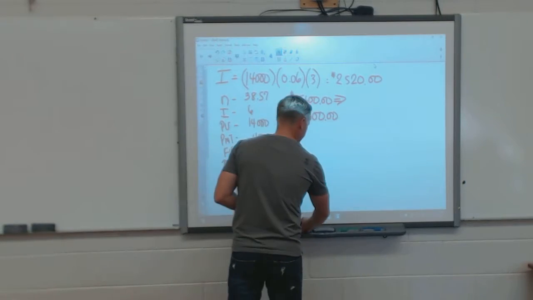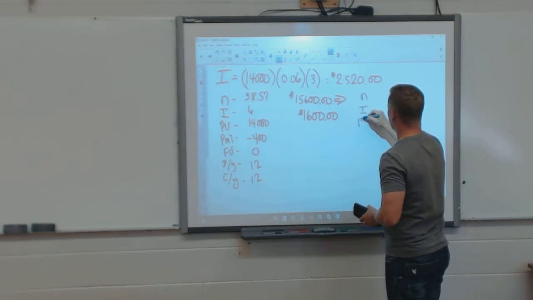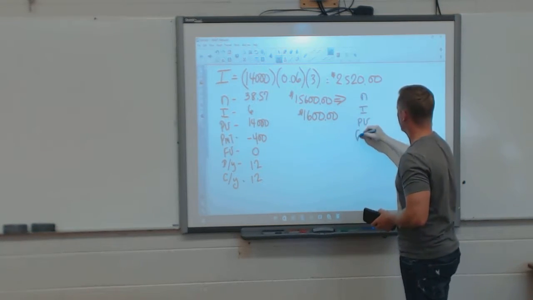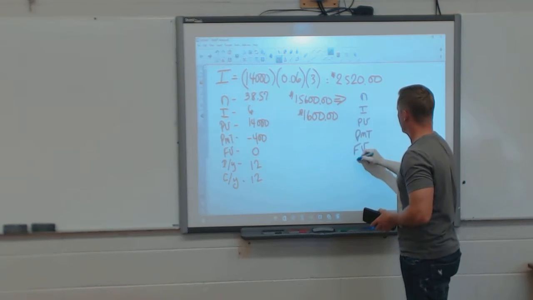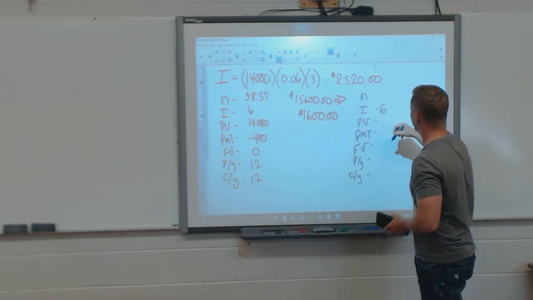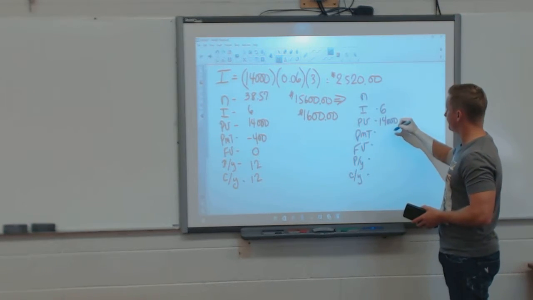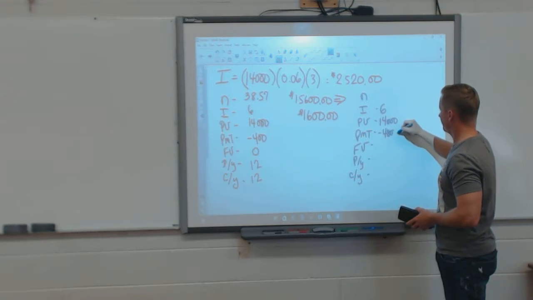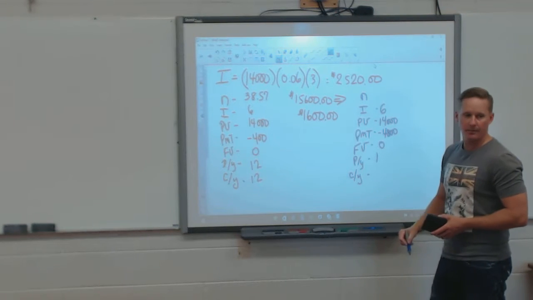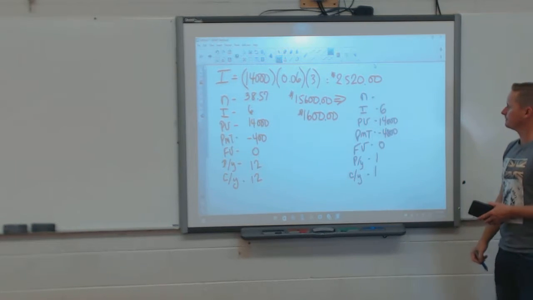So now the second one is, again, we set up our table. Okay, so fill in the blanks for me here. We don't know number of payments yet, right? So interest is 6. What's the present value? 14,000. Okay, what's the payments this time? 4,800. Okay, future value is 0. Payments per year? 1. Compounds per year? 1 as well. Okay, so let's find out how many payments we have here.